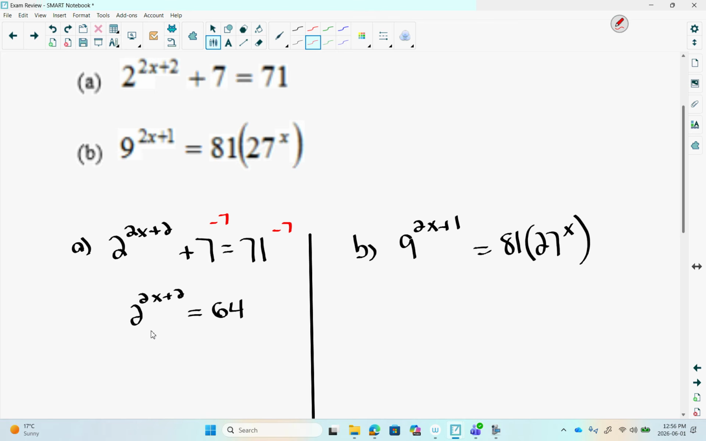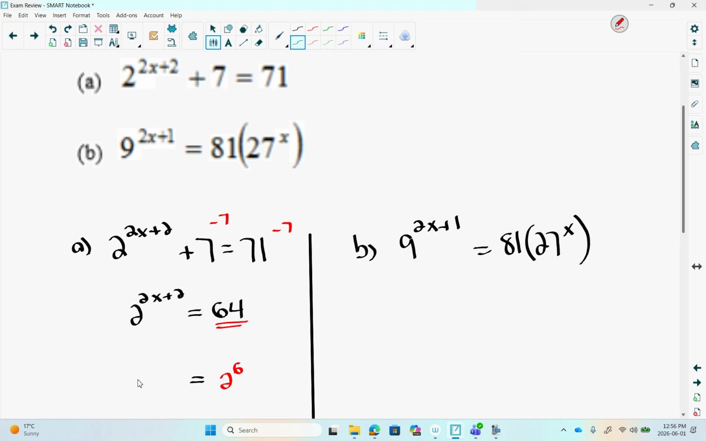What's the base on the left? So 2, what's the base on the right? 64, what's a good base to use? Anyone have an idea? 2, okay? I can change this to a base of 2. It's really 2 to the 6th. Okay, now, some people just know that. They know that 2 to the power of 6 is 64.